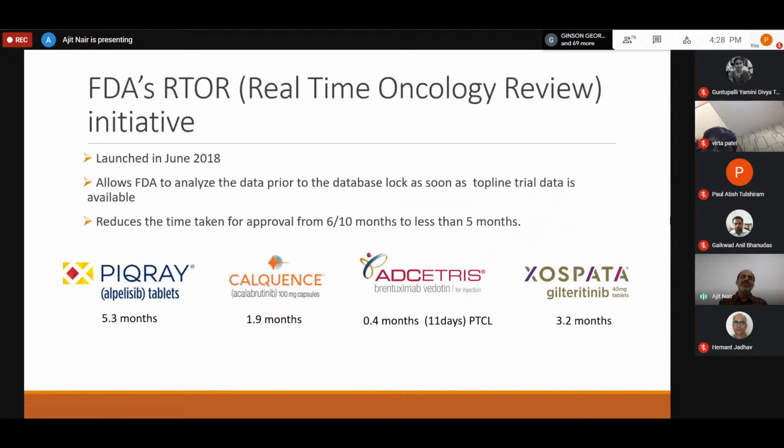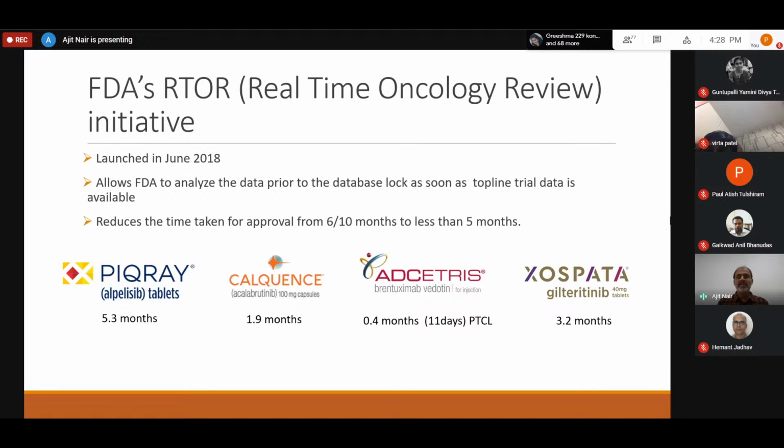This is again an amazing thing which happened in the late 2017, 2018, which is called the FDA's RTOR, Real-Time Oncology Review Initiative. This is a path-breaking initiative by the FDA, which probably no regulator in the world has really done. So this was launched in June 2018. And these are some of the drugs.